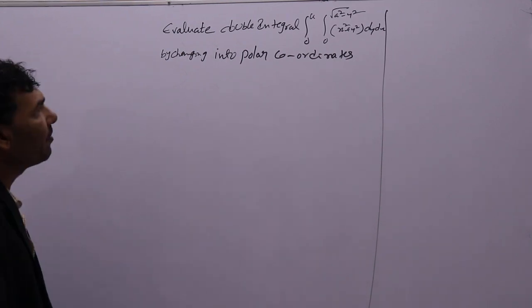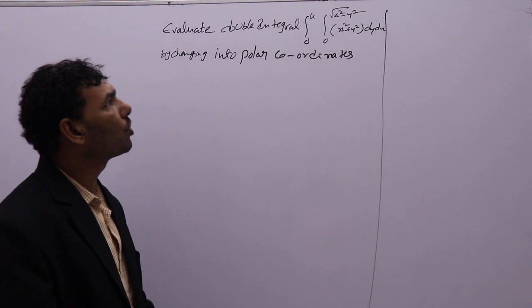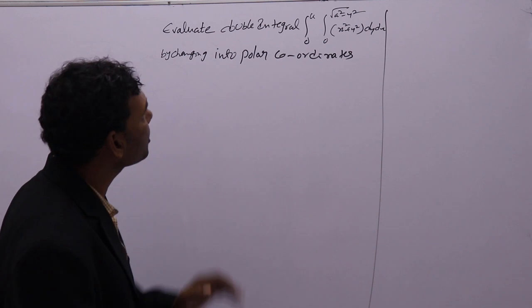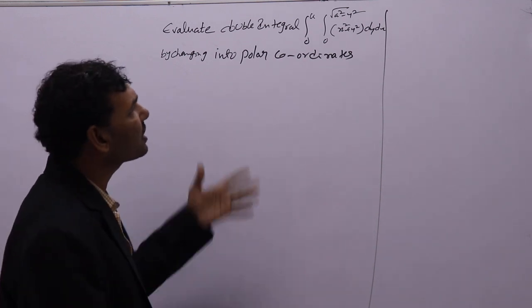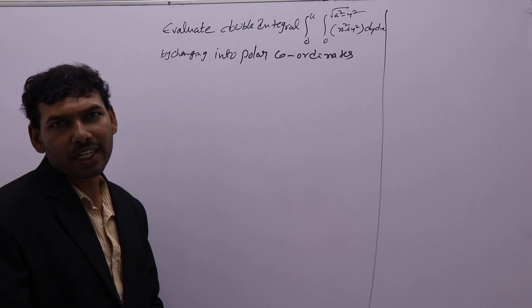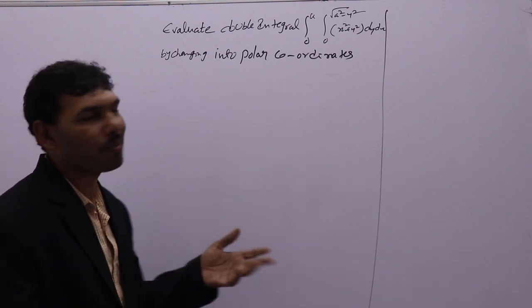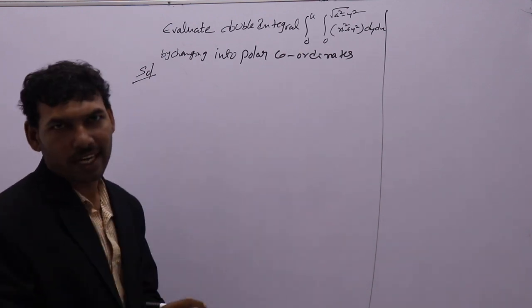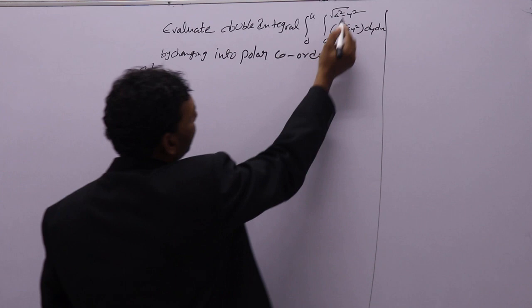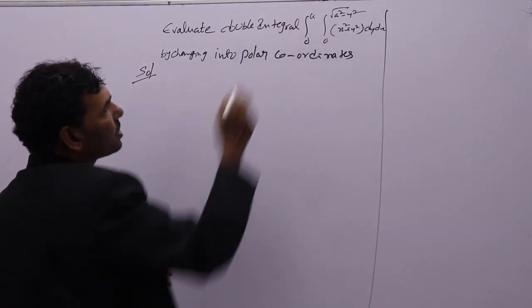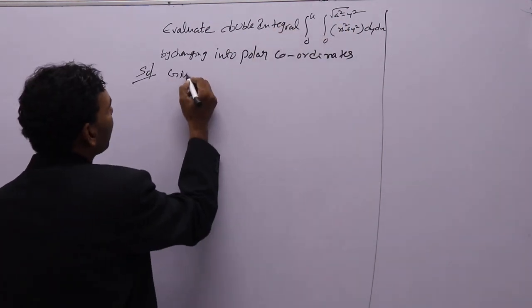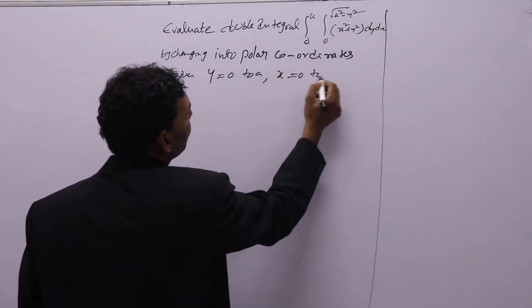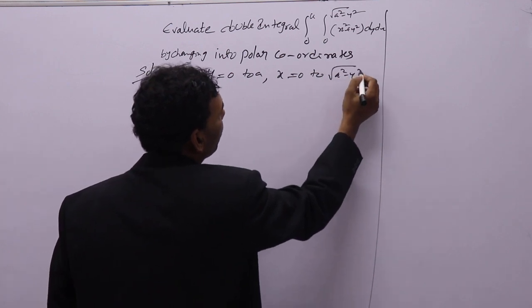Now we need to evaluate this double integral 0 to a, 0 to root a square minus y square, x square plus y square dy dx, by changing into polar coordinates. The given system is in Cartesian form. We need to convert that to polar r comma theta. For that, first identify the given limits. These are y limits: y is from 0 to a, and x is from 0 to root a square minus y square.